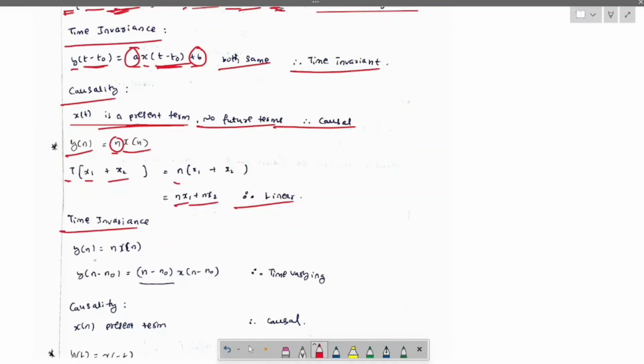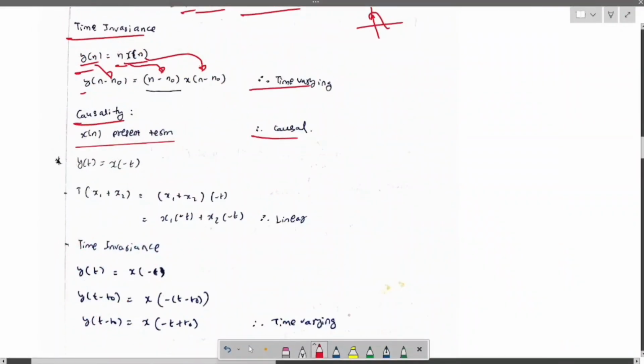Now let us go for the time invariance. y of n equals n times x of n. When you go for n minus n naught, here also we will get n minus n naught as a factor. Instead of varying only in time, it is varying in amplitude also. So that's why it is a time varying system. Causality means all are present terms only, for y of n, x of n only. So that's why it is a causal system.